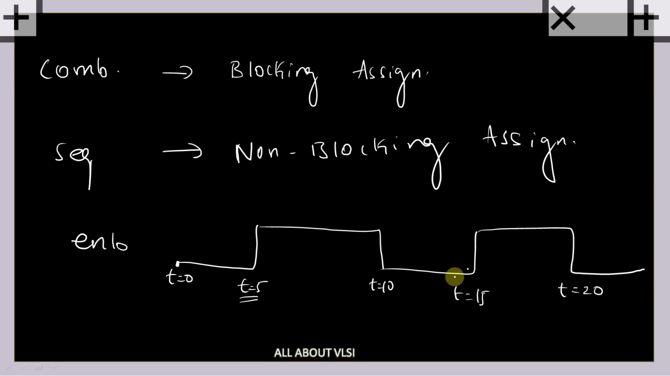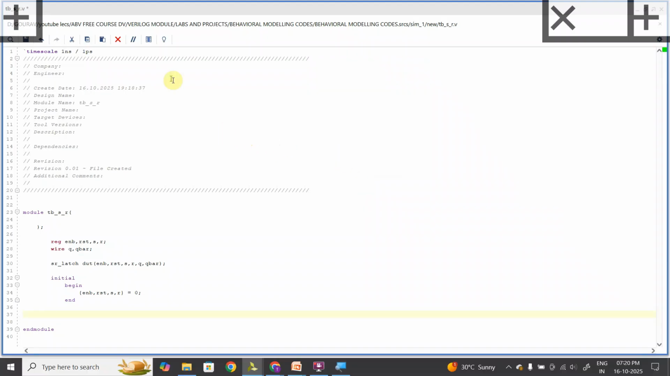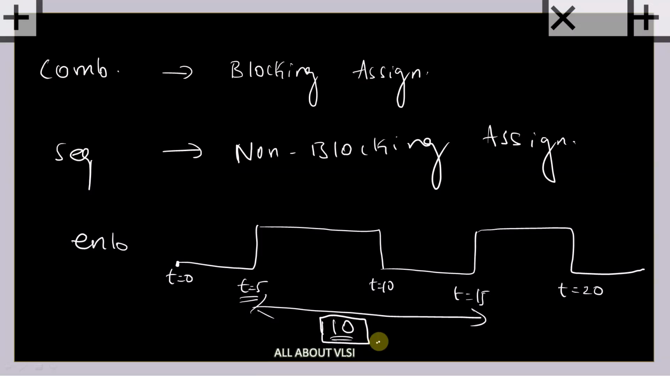Now, so what is the time period? The time period is this, that is nothing but 10 time units. It may be nanosecond or it may be millisecond. We don't know the time unit. Here we have the time scale as 1 nanosecond by 1 picosecond. So the time period is 10 nanosecond. Okay. Now, for generating this enable signal, we are going to use an always block. How we are going to use always?